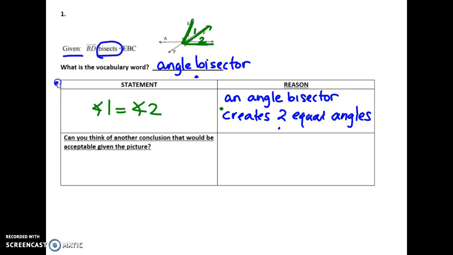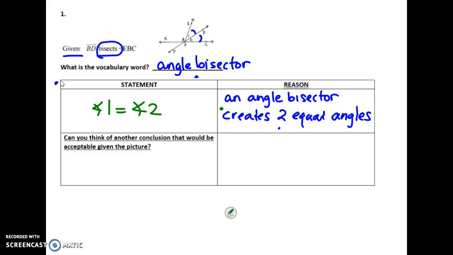I'm going to go ahead and erase what I have right here. As soon as you make a statement like that, you should be able to mark those two angles as being equal. Once you mark those two angles equal, then you're really done with that vocabulary word. A lot of times, though, after you're done with the vocabulary word, you can look at the picture and come up with a couple other scenarios, and you can write some statements based on the picture.